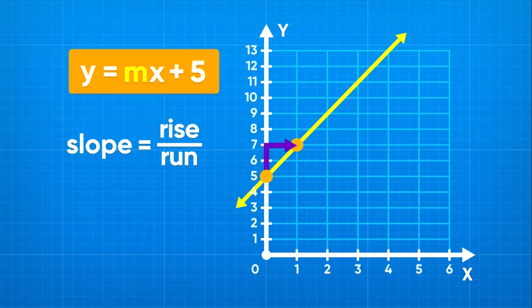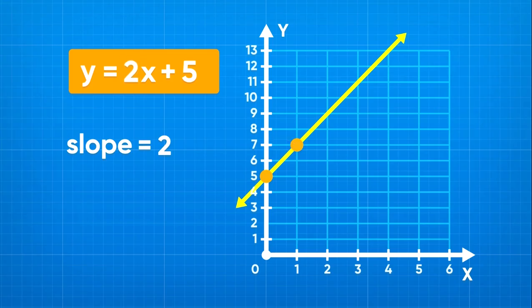And since slope is rise over run, the slope would be 2 over 1? That's it. And 2 over 1 can be simplified to just 2. So 2 is the slope. Let's put it in the equation. So the equation for this line is y equals 2x plus 5. Perfect. You can use the same process to find the equation of any line.